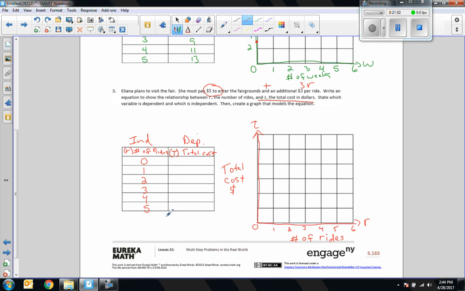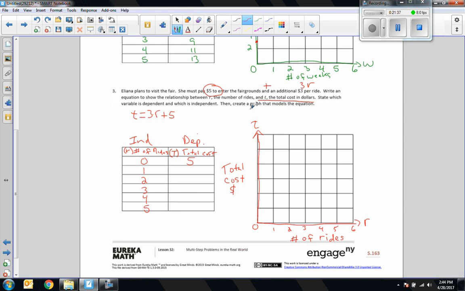All right, so I have to come up with an equation. She must pay $5 to enter the fairground. So if I go to the fair and I have a total cost, total cost equals $5 to enter the fair, that's a given. And an additional $3 per ride. So there's my equation. T equals 3R plus 5. I'm just going to plug these in now instead of showing all my work. 0 for R will be 3 times 0, which is 0, plus 5 is 5. So if you go to the fair and don't ride any rides, it's costing us $5 to enter.